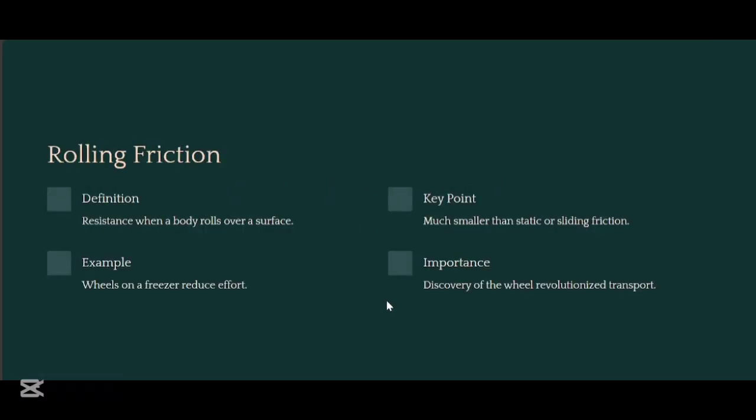Rolling friction. Basically, when a body rolls over a surface, resistance is formed. That is known as rolling friction. The key point is that rolling friction is much smaller than static or sliding friction. An example is the wheels on a freezer, they reduce effort. The discovery of the wheel revolutionized transport.